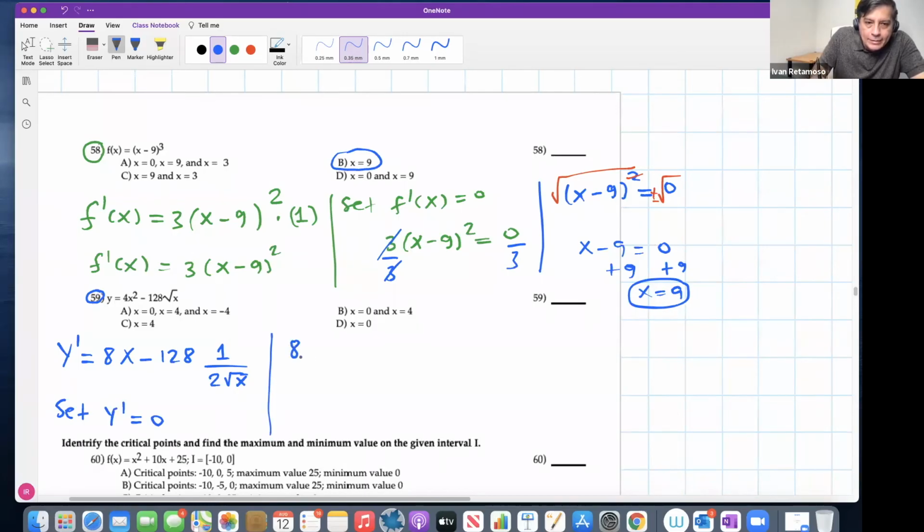So 8x minus the 2 into 128, 64, right? 64 over square root of x. I'm trying to simplify this. All right, now let's solve this, right? I'm gonna transpose this to the other side by changing its sign, right?